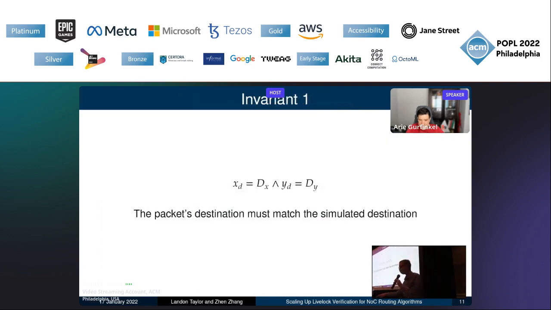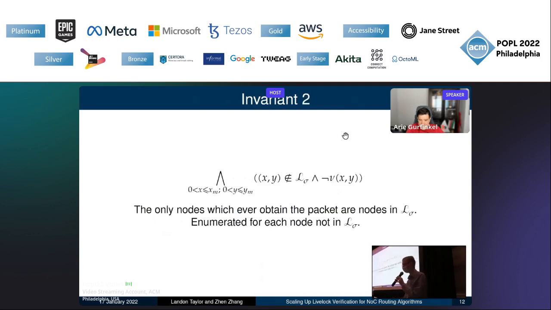So this is the first invariant that we automatically construct. It just indicates that a packet's destination must always be the same destination we used in the simulation to produce that livelock pattern. This second invariant indicates that a node xy that is not in the livelock pattern must not have a packet. So this new xy indicates the node has a packet. And we enumerate this for every node that is not in the livelock trace.